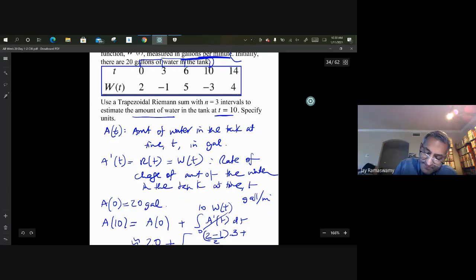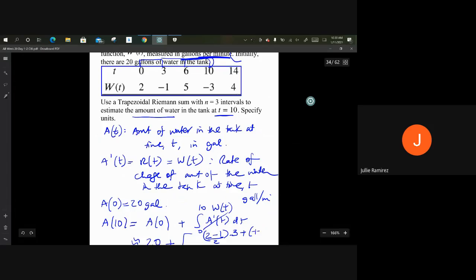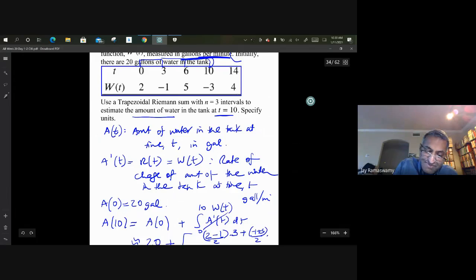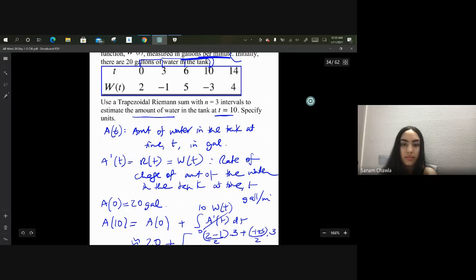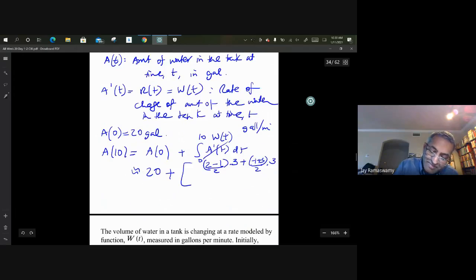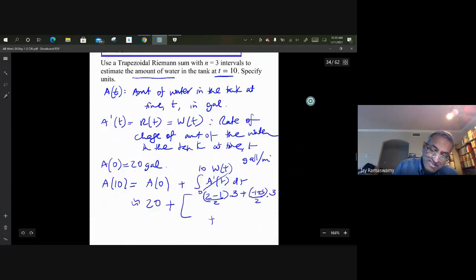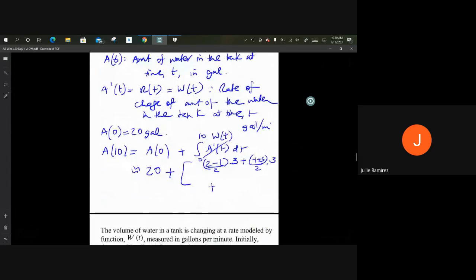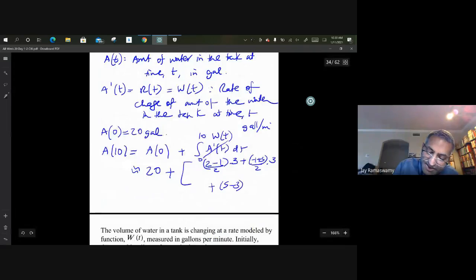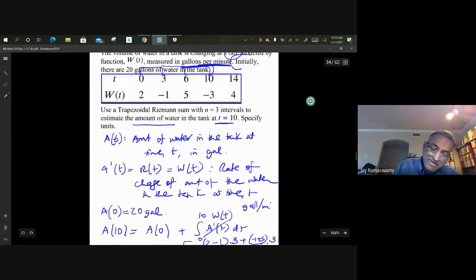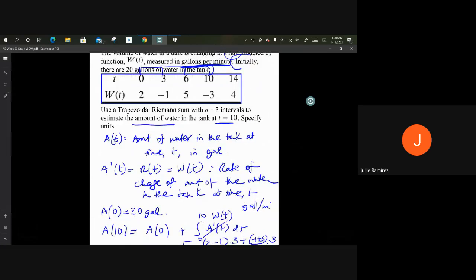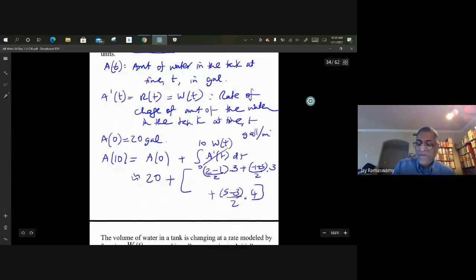What's the second trapezoid? Negative 1 plus 5 over 2 times 3. And the last: heights 5 minus 3 over 2 times what's the distance between the parallel sides? 4. So we tied up a word problem with net change corollary and Riemann sums.